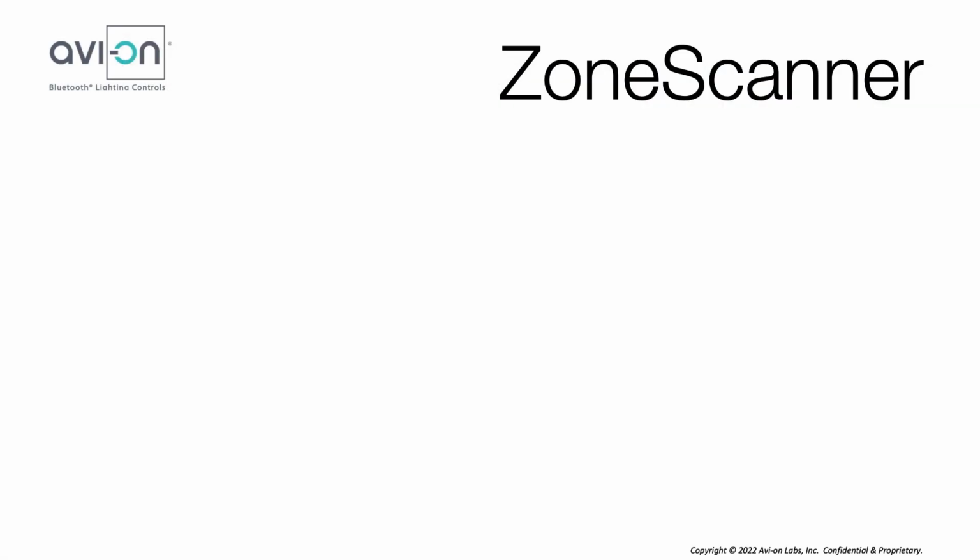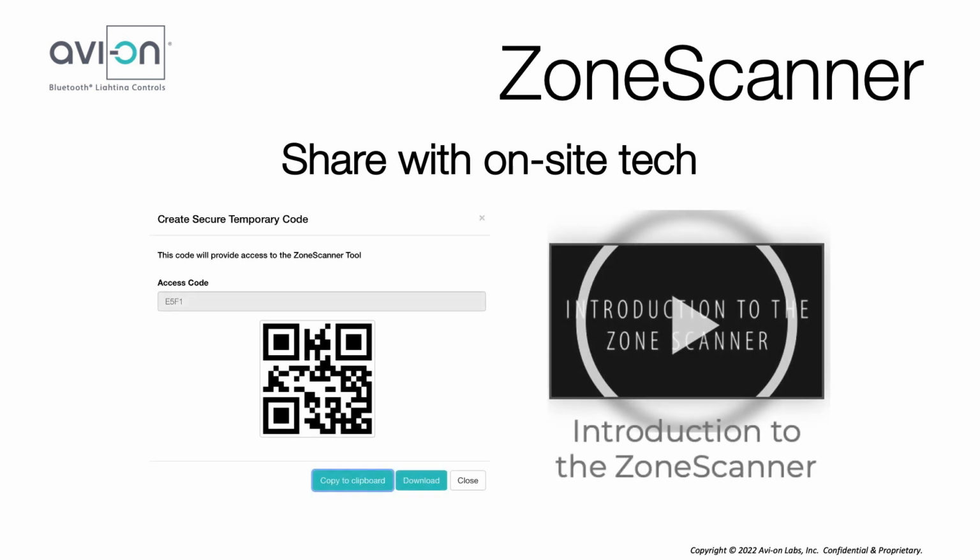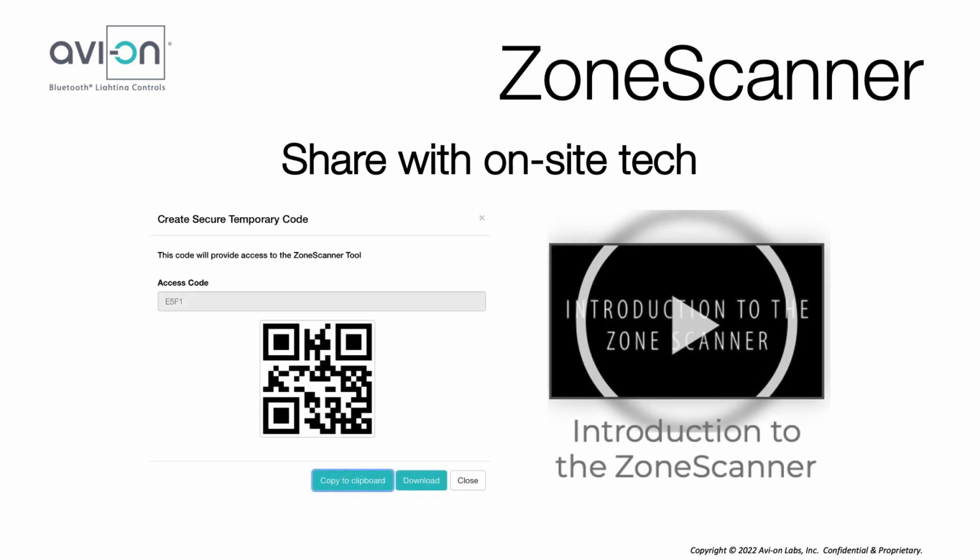What do you do from here? You will want to send the 4-digit code along with a video explaining the ZoneScanner app to the tech on site. You can find the video called Introduction to the ZoneScanner app on the Avi-on website.